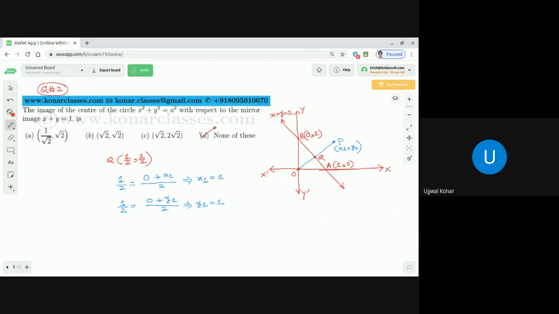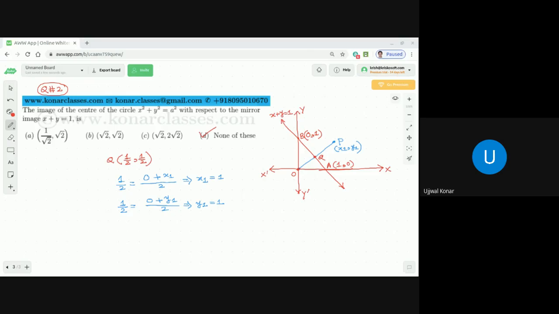Now, dear students, what I was telling is that we can use a different method. If you remember this method, what is the coordinate of a reflection of a given point with respect to a given straight line? That reflection of a point with respect to a straight line.